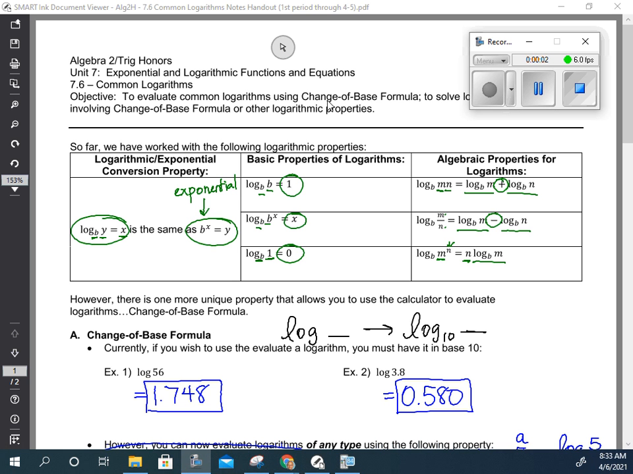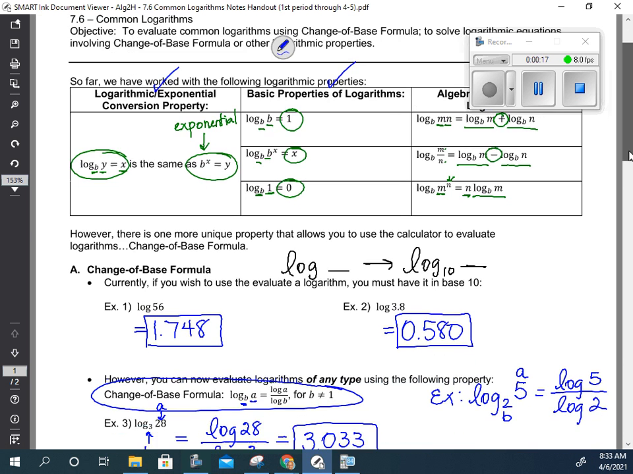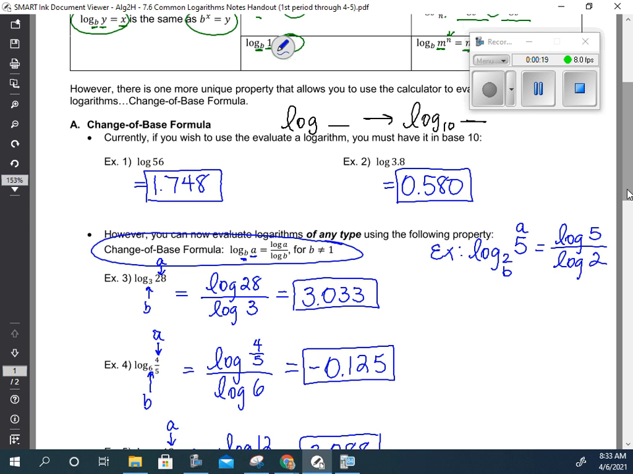We did yesterday. So we started off with recapping the basic properties that we had already learned, the logarithmic basic properties, algebraic properties. Then started working with change of base. So remember, your calculator can only work in base 10. If you want to work with anything else, you have to use the change of base formula, which is log of A divided by log of B.